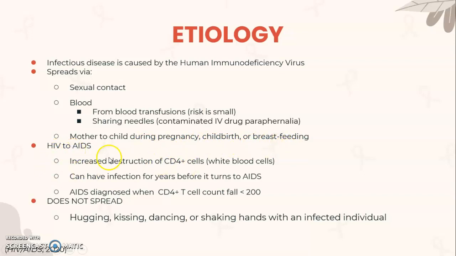When HIV turns into AIDS, there is an increased destruction of CD4 plus cells, which are the white blood cells. And you can have an infection for years before it turns into AIDS. AIDS is diagnosed when the CD4 plus T cell count falls below 200. It's also important to note that HIV does not spread through hugging, kissing, dancing, or shaking hands with an infected individual. I think that's very important because a lot of times there's stigma. You may know that somebody has HIV and then people don't want to be around them. They think just being close to them can cause them to get HIV, which is not true.